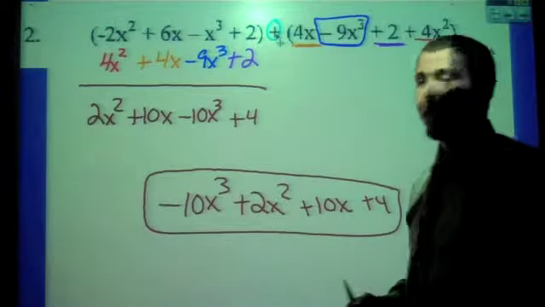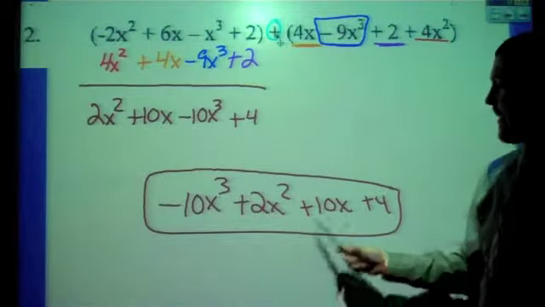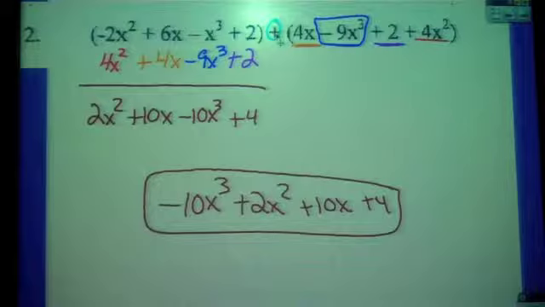Once you've added the problems together, the final step is to write it in standard form. So negative 10x to the third plus 2x to the second plus 10x plus 4 is your final answer.